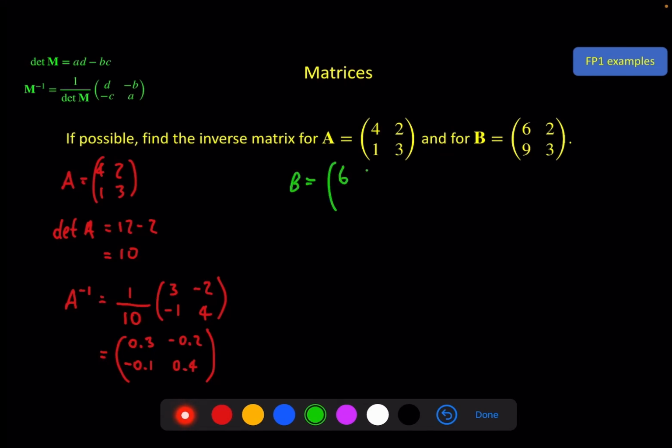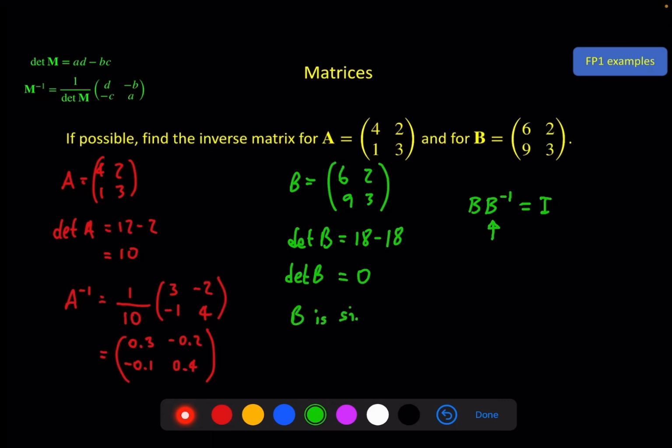is equal to 6, 2, 9, 3. The determinant of B is equal to 6 times 3, 18, minus 2 times 9, 18. And here we have a singular matrix, because the determinant is 0. We can't divide by 0, so there is no inverse matrix. That's another way of saying that if I wanted to multiply B by something to get the identity matrix, there simply is no matrix where this will work, because this one here, the inverse of B, does not exist. B is singular.